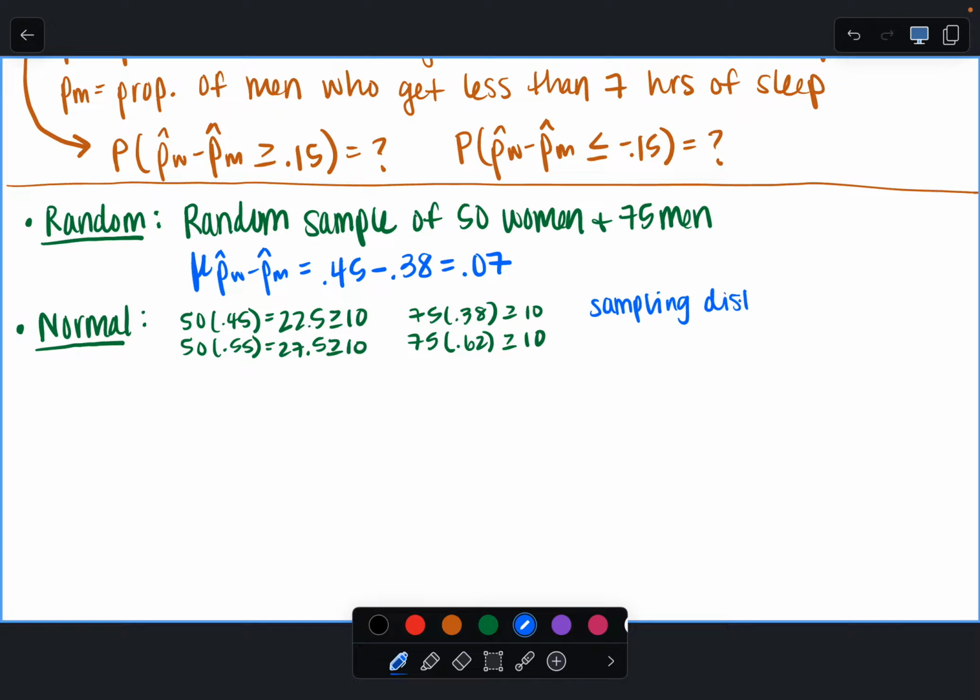distribution of, and one little note that I took from A-Day, just make sure that you are consistent in what you do. If you're doing women minus men, it needs to be women minus men throughout your whole entire question. Don't flip it halfway through and start calculating something different, because you will not get the correct answer.